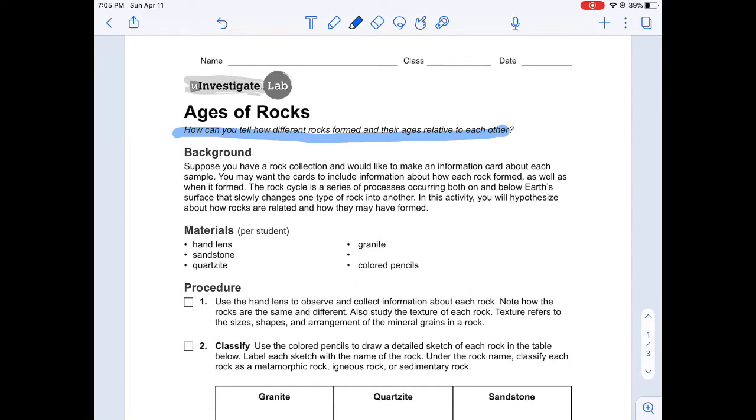So we know that because of the rock cycle, one type of rock can transform into another type of rock over time. So it turns out that all three of the rocks you're looking at today are related to each other. So the background says, suppose you have a rock collection and would like to make an information card about each sample. You may want the cards to include information about how each rock formed, as well as when it formed. The rock cycle is a series of processes occurring both on and below the Earth's surface that slowly changes one type of rock into another. In this activity, you will hypothesize about how rocks are related and how they may have formed.